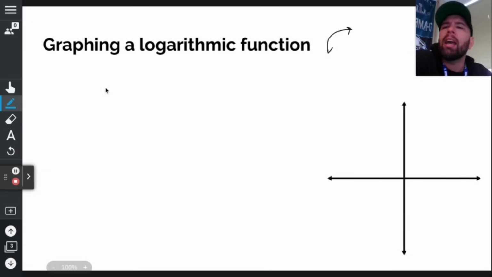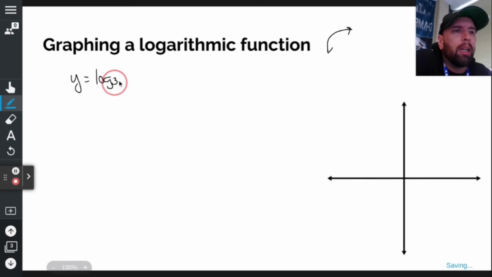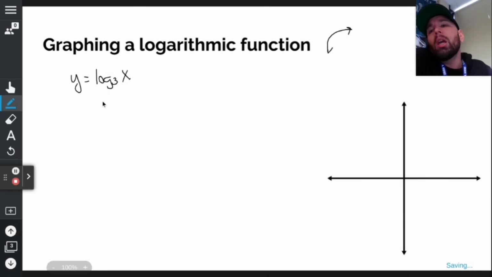Now, this is what I would do. Let's say I asked you to graph something like y equals log base 3 of x. If you go to your calculator and you look for log base 3, you're not going to find it. If you're allowed to use your calculator, there's something you could use called the change of base formula, which is probably something I should have put in the last slide. I totally forgot. I'll go back. But you can't just go to y equals and type that straight in your calculator.